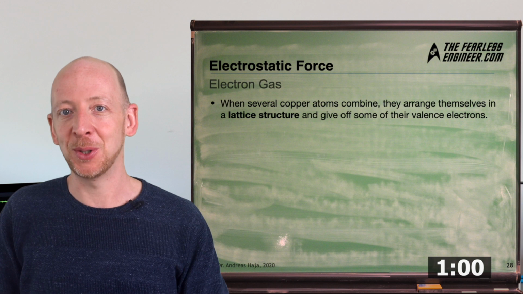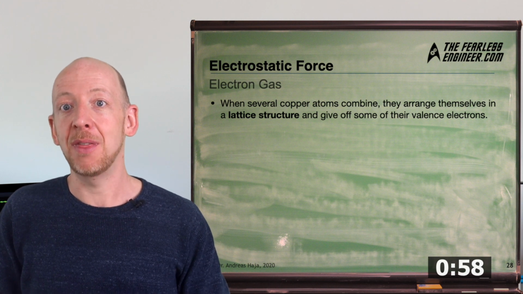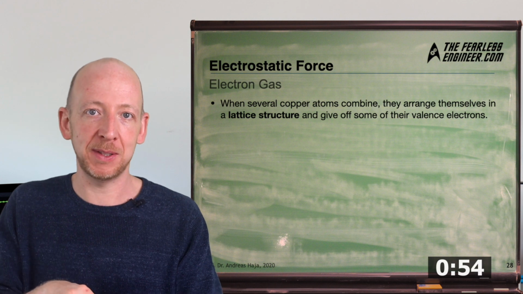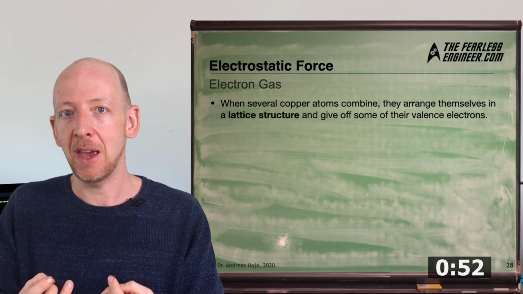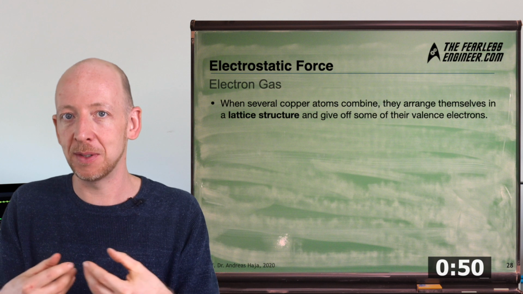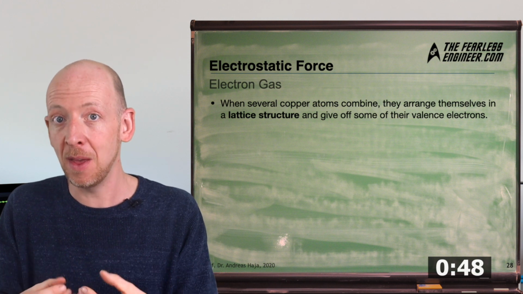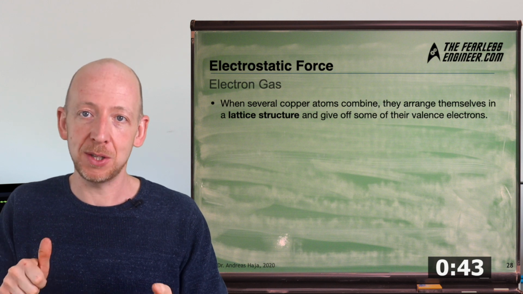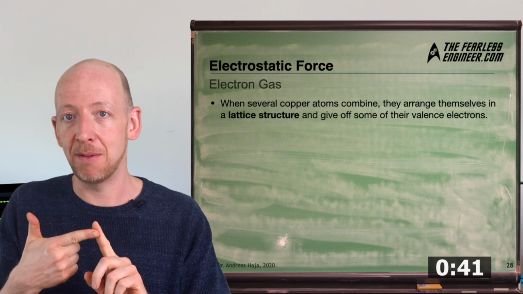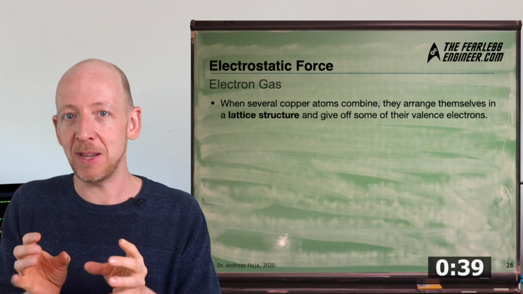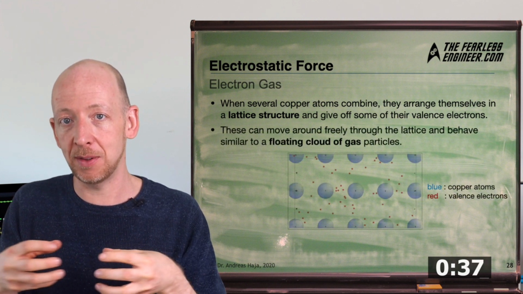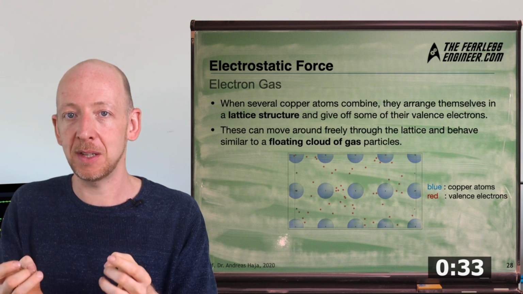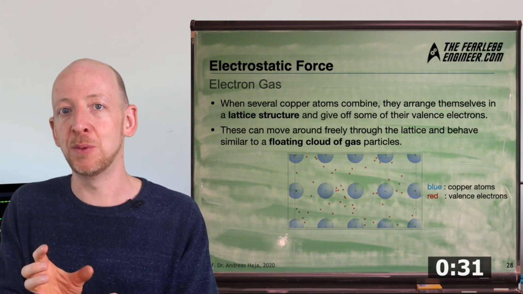they form a so-called lattice structure. And the lattice structure is basically a highly symmetrical grid, and when they arrange themselves into this energy conserving form, they give off some of their outer valence electrons. Each atom gives away a single valence electron, and this means that in the space between the atoms, which are locked in this highly symmetrical grid, in this lattice structure, we have a number of electrons which are allowed to move around freely.